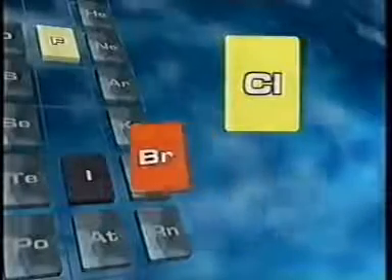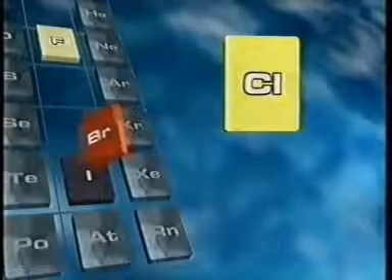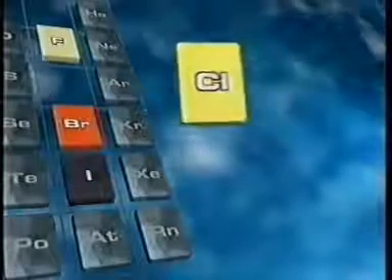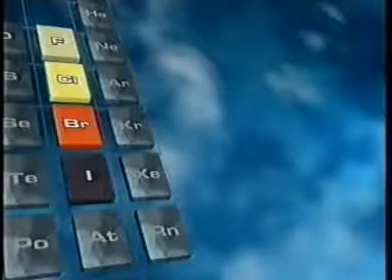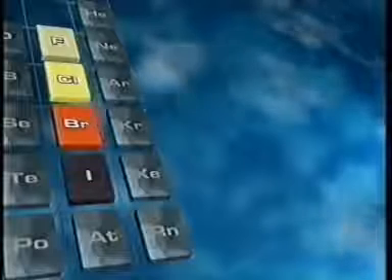Bromine is more reactive than iodine. It's above iodine in the periodic table. Chlorine is above bromine. So how reactive will chlorine be?